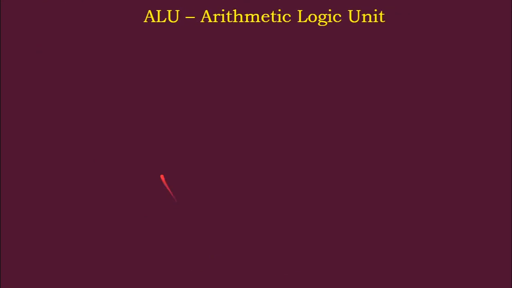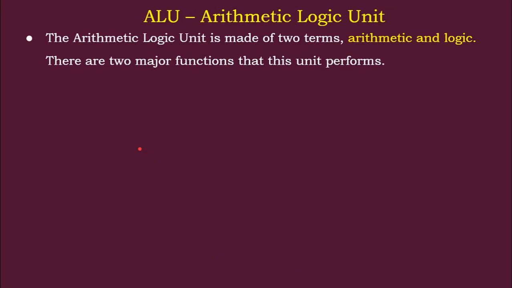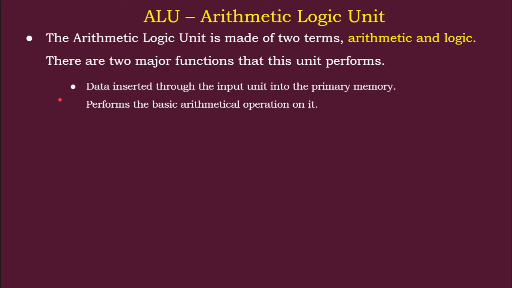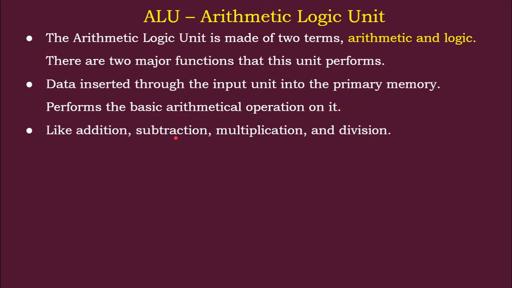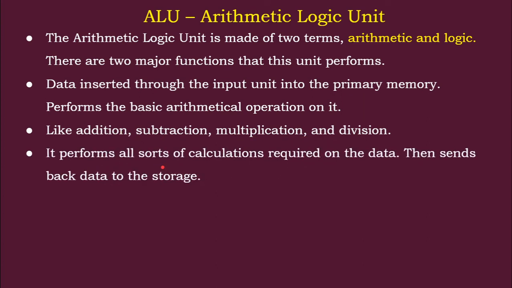So now here, the Arithmetical Logical Unit. As the name implies, it has two components, the arithmetic and the logical units. The arithmetic component of this ALU does all the arithmetic operations that are to be done. Data inserted through the input unit is placed into the primary memory, and it performs the basic arithmetical operations on it, such as addition, subtraction, multiplication, and division. It performs all sorts of calculations required on the data and then sends the data back to the storage.